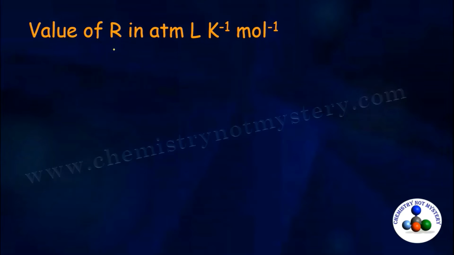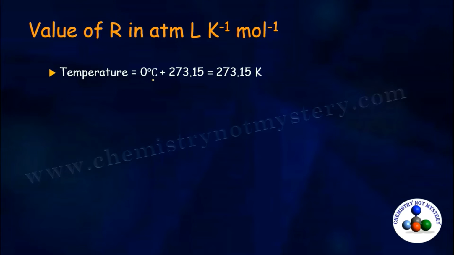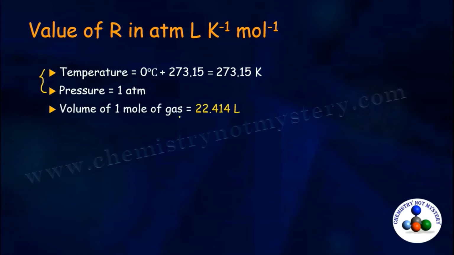Now calculate the value of R in atmosphere liter per Kelvin per mole. Here we have taken the temperature 0 degrees centigrade, that is equal to 273.15 Kelvin. Pressure will be 1 atmosphere. And at this condition of temperature and pressure, the volume of 1 mole of gas is equal to 22.414 liter.